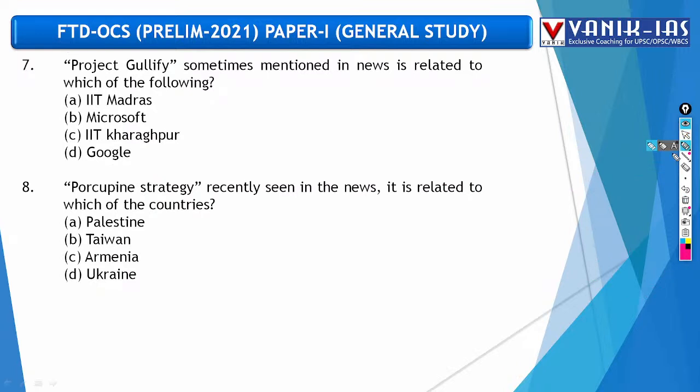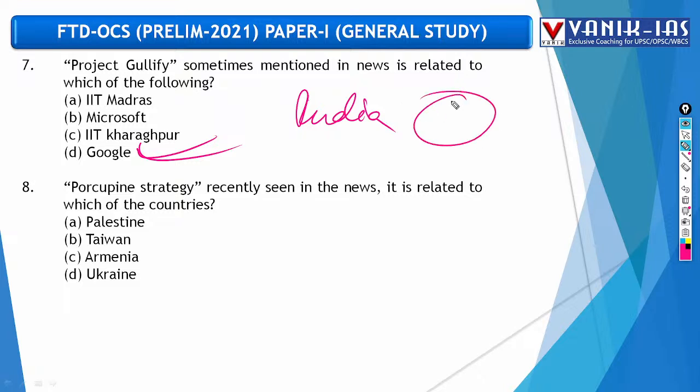Project Gullify is sometimes mentioned in the news related to which of the following? Project Gullify is of Google. Google has started Project Gullify, to highlight the picture of Indian cities. Right, a map of the gullies. So a detailed picture of Indian cities, that is Project Gullify. Initially it will be in the top 10 cities. After that, the top 50 cities will be brought under Project Gullify, to take clear pictures of Indian cities. That is Project Gullify launched by Google.